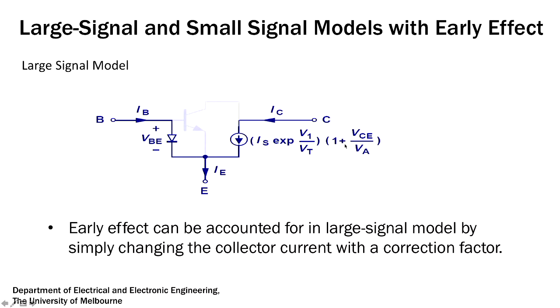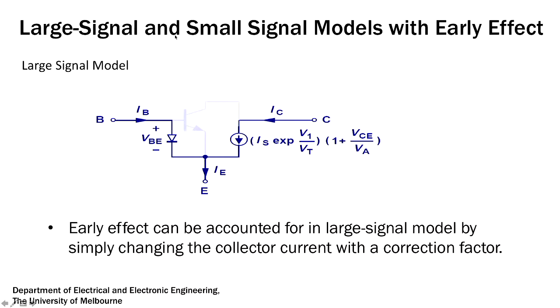Now what we got is an extra term, that is 1 plus VC by VA. VA is the early voltage. So if you take into account the early effect, your equation for the collector current will change. You get an additional term, 1 plus VC by VA. Early effect can be accounted for in large signal models by simply changing the collector current with a correction factor. So you don't have to draw anything extra. The circuit diagram is the same, but you can add a small term here, 1 plus VC by VA. Then you are taking into account the early effect in the large signal model.